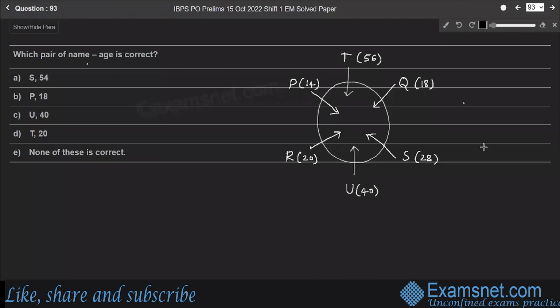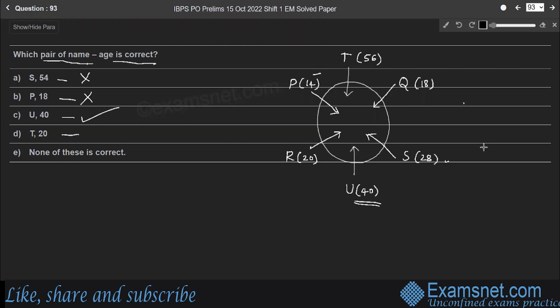Question 93. Which pair of name and age is correct? Here the first one, S 54. So that means S is 54 years old. Here S is 28 years old. So the first one is not correct. The second one, P 18. So P is 14 years old. Therefore, the second one is also not correct. Third one, U 40. Yes, person U is 40 years old. Therefore, option C is the right answer.